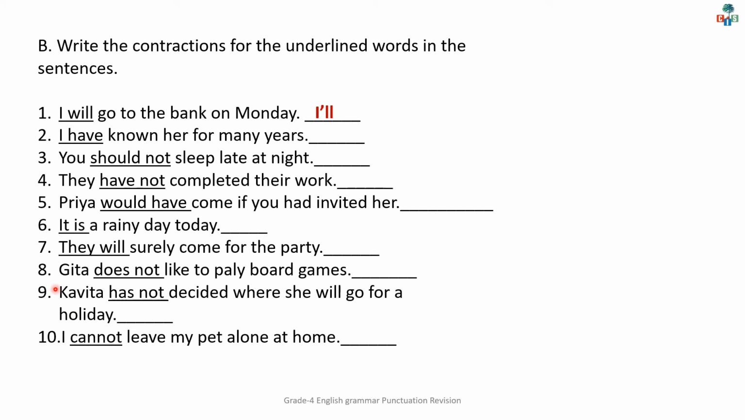Let's take sentence number 8. Geeta does not like to play board games. Now, does not. Does not will become doesn't. You have to omit this letter O, and you have to join these words, and in the place of O you have to use an apostrophe mark to form the contraction. So children, try to do the rest of the blanks.